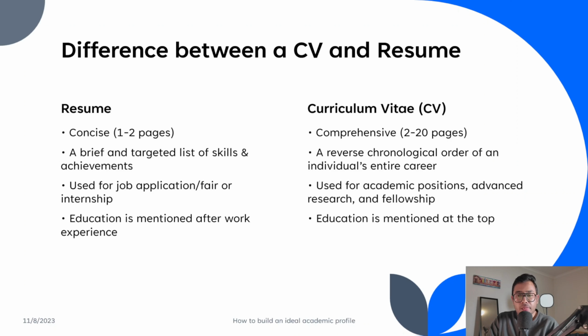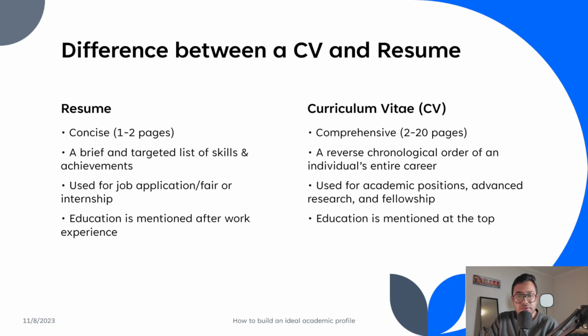Whereas an academic CV or curriculum vitae is a comprehensive document that can be from 2 pages onwards, any number of pages depending on your profile, your work experience and your achievements so far. It is a reverse chronological order of an individual's entire career. Reverse chronological order means that the recent things will come first and the previous ones will come accordingly. So if you have completed your masters in 2023, it will come first. If you have done your bachelor's in 2020, then it will come second, and then your intermediate and so on.